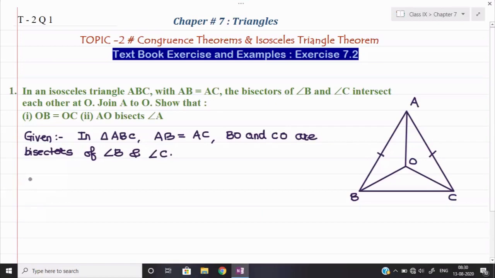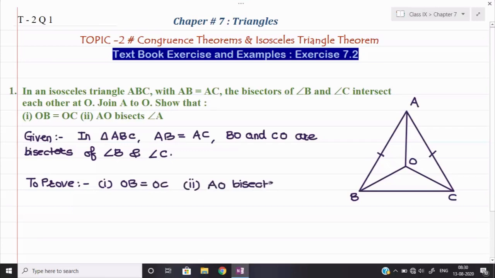Now what we need to prove here, that we will mention. To prove: first part, we need to prove OB and OC are equal. That is the required thing. And the second thing is AO bisects angle A.